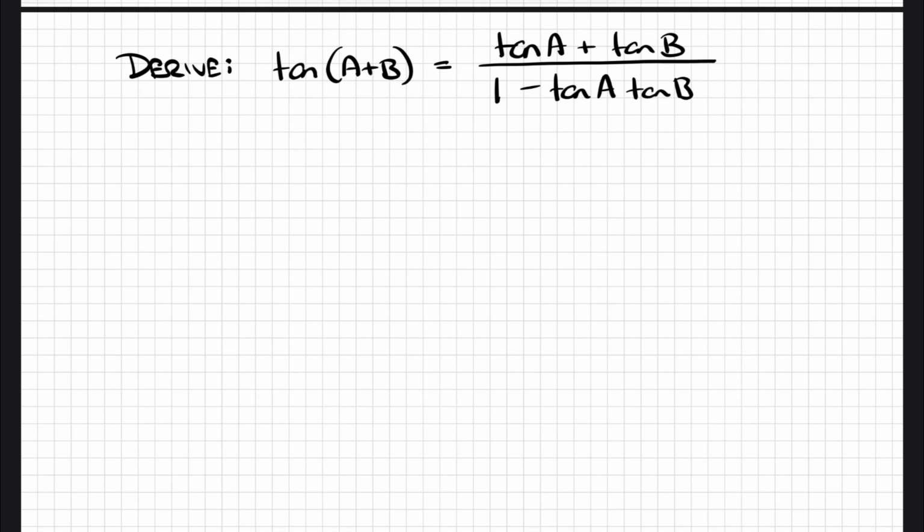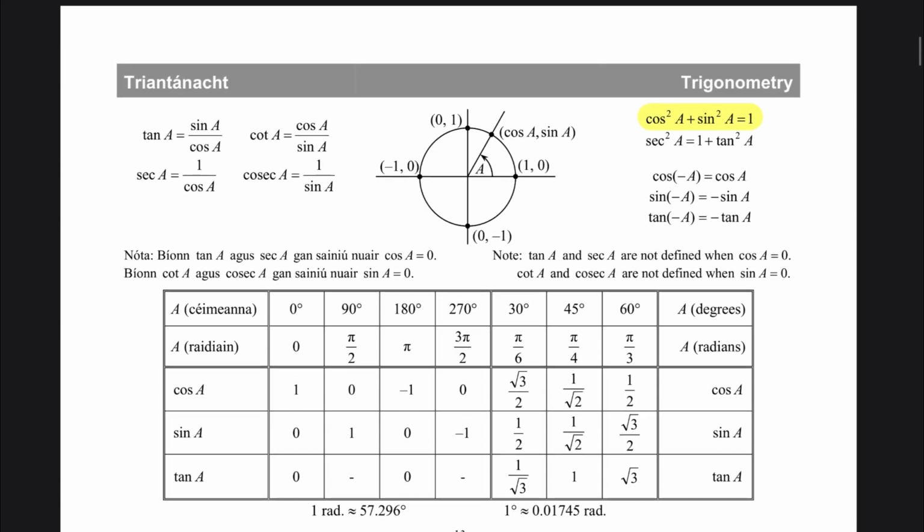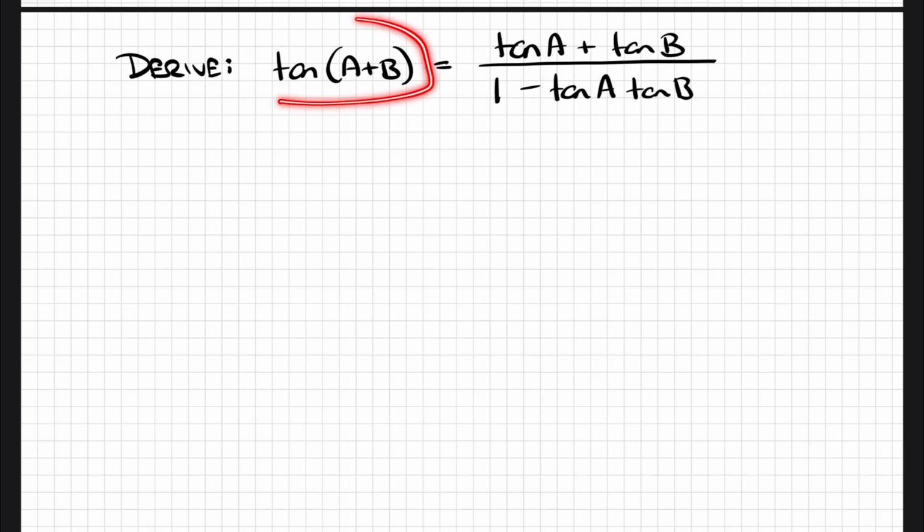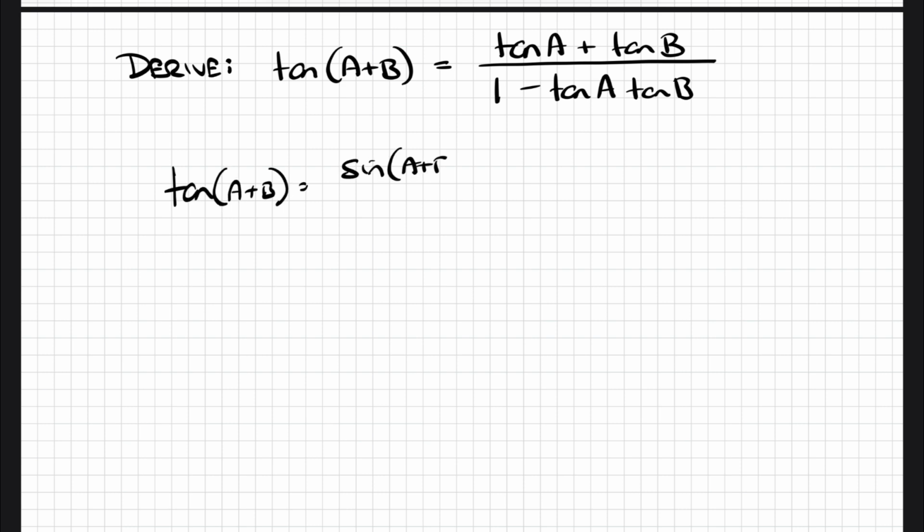Okay, this is going to be our derivation of tan(A+B) to give us this guy over here. This is one of my favorite derivations because it's working off a couple of rules back in the formula booklet. So the first one is this rule here of tan A equals sin A over cos A. So in my guy here, I'm going to say tan(A+B) then. So tan(A+B) equals sin(A+B) over cos(A+B).